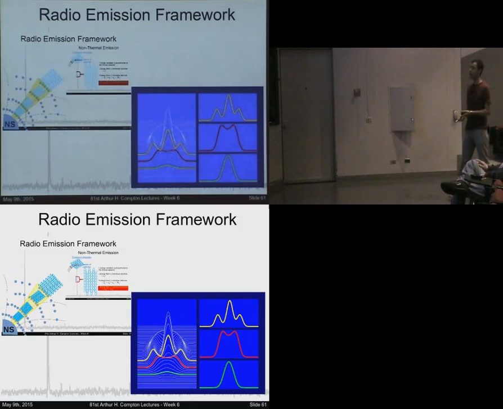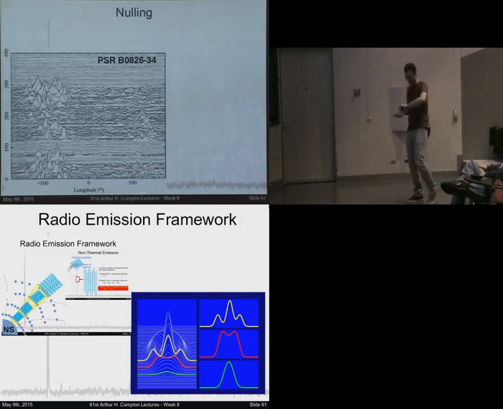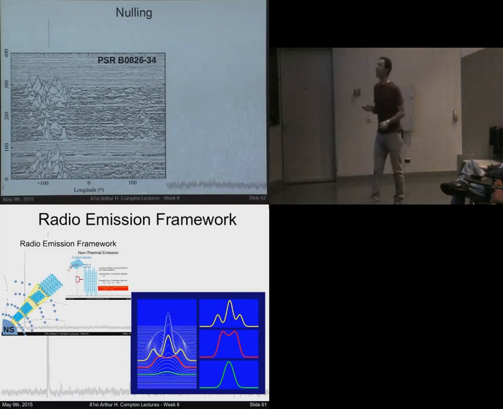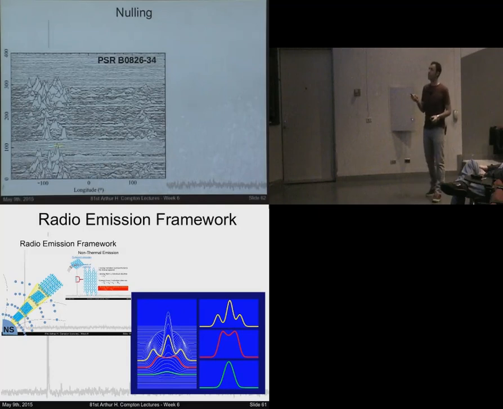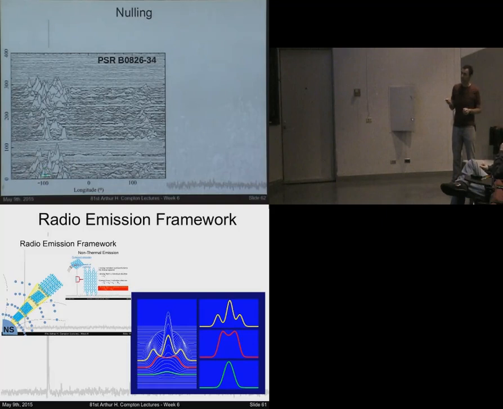So this is a close-up of the terror. You all have this in your handout. This shows a train of pulses from this pulsar, beam 0826-34. And this has a main pulse and an interpulse. As you've seen now, each individual pulse looks like a complete mess. But the profile is pretty stable.